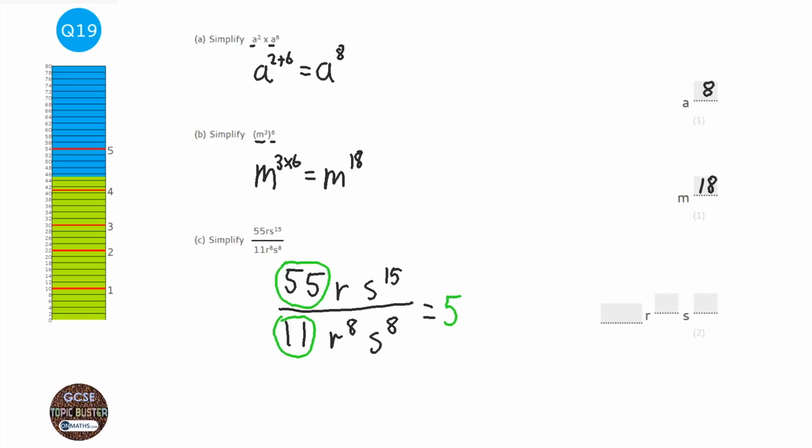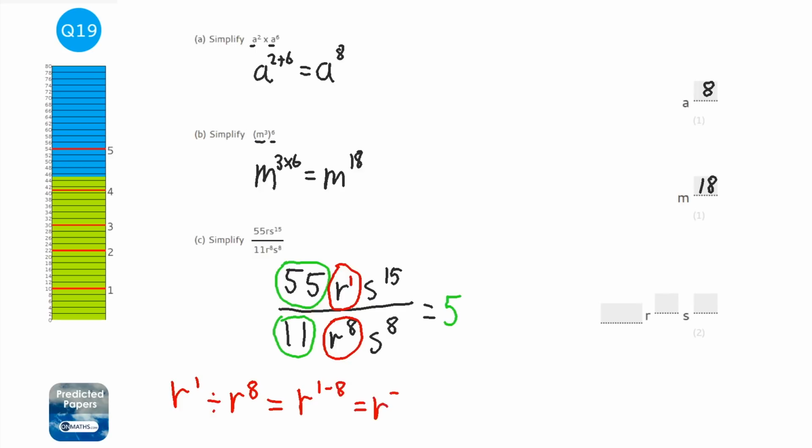Okay, so the next one, we've got the r's that we want to divide. So we've got an r at the top and an r at the bottom. This r at the top is technically r to the power of 1. When we do r to the power of 1 divided by r to the power of 8, which I'm going to write out down here so I can show you, you take away the powers. When you multiply, you add the powers. When you divide, you take away the powers. So that's r to the power of minus 7.